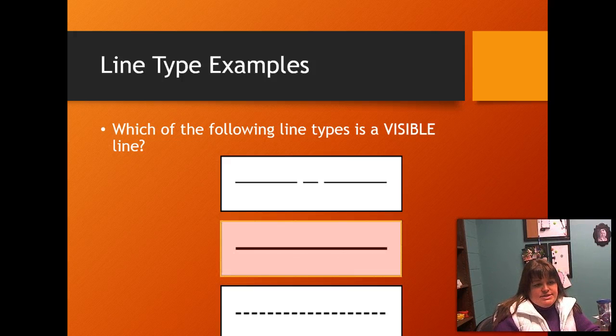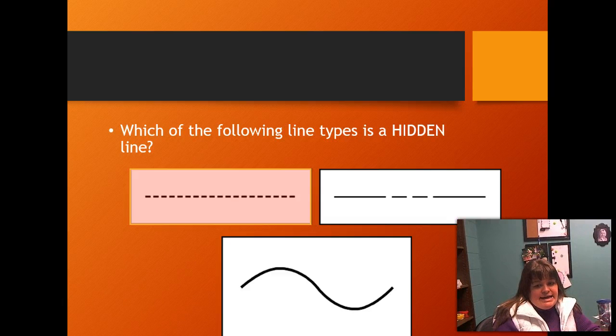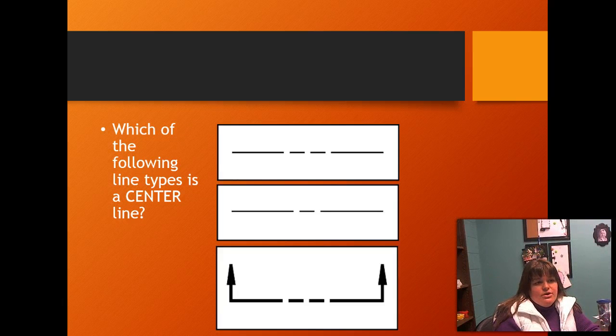That one right there in the center. That's your continuous thick line. That's a visible line. Which of the following is a hidden line? There we go. In the upper left, that dashed pattern, that is your hidden line. Which one of those represents a center line? Notice the difference between this top one has two dashes and the one here in the center only has one short dash. The one there in the center is your example of your center line type. Long, short, long. That's the pattern.